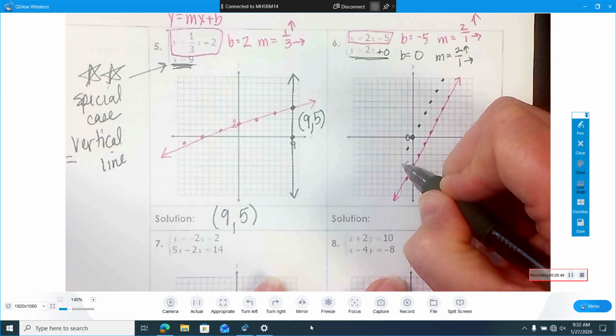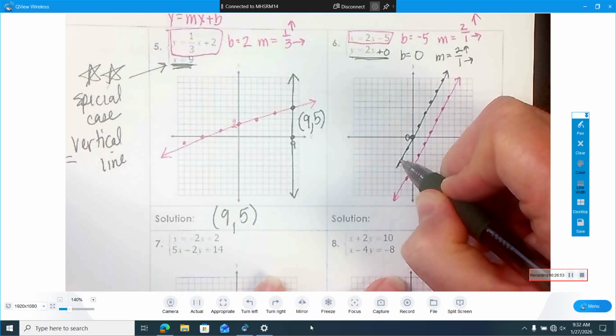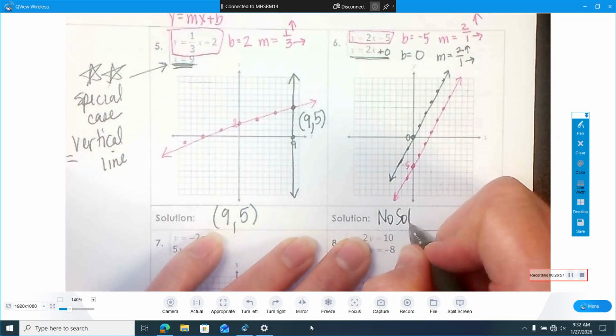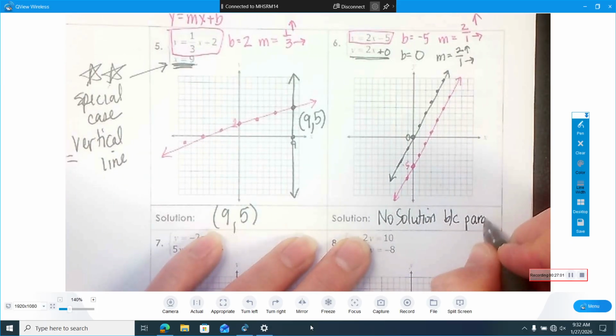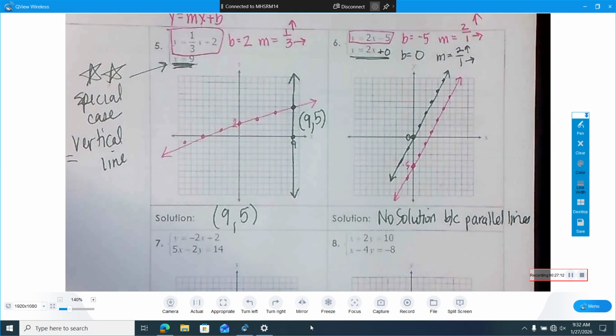Hey. Do these lines intersect? They are parallel. So no solution because parallel lines. I like to always write out this statement. It's no solution because we have parallel lines. It's going to connect a lot more brain wires in there later on for us. There is no solution. They don't cross anywhere. They have nothing in common, so we don't have a solution.